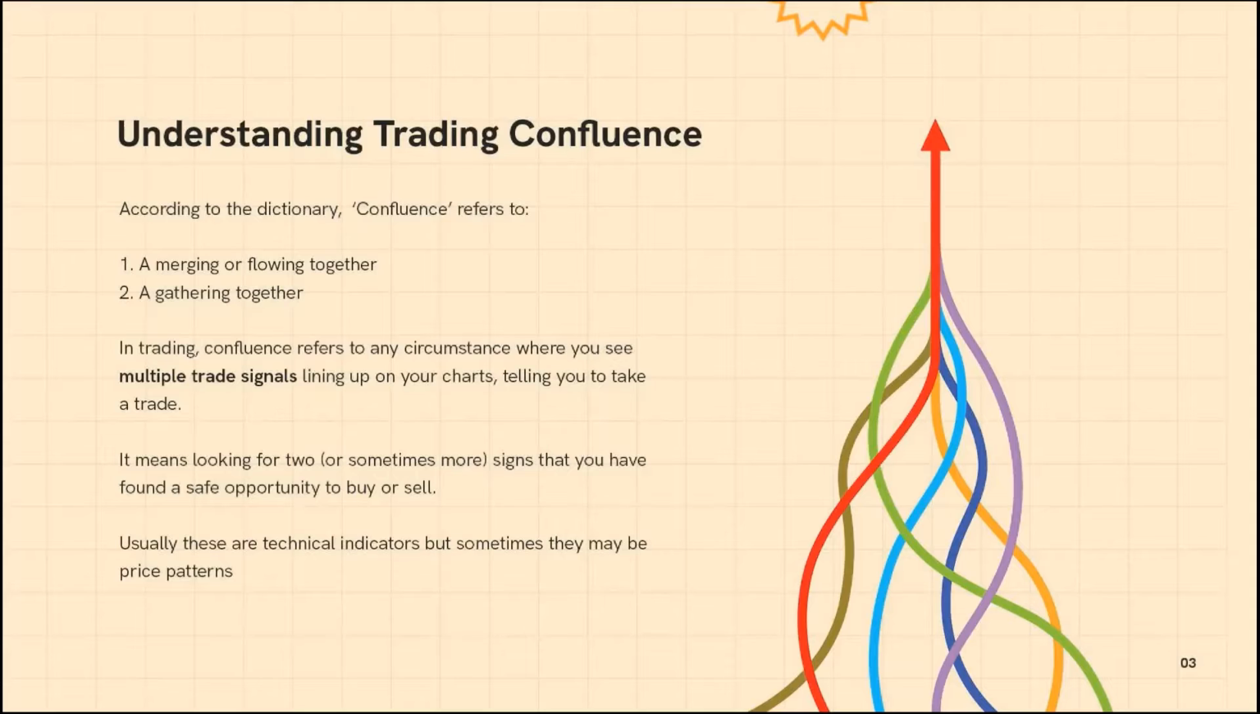Understanding trading confluence. According to a dictionary, confluence refers to emerging or flowing together. Things coming together or things moving together, or a gathering together. In trading, confluence refers to any circumstance where you see multiple trade signals lining up on your chart telling you to take a trade. Multiple reasons on your chart telling you to take a trade. Simple. It means looking for two or sometimes more signs that you found a safe opportunity.